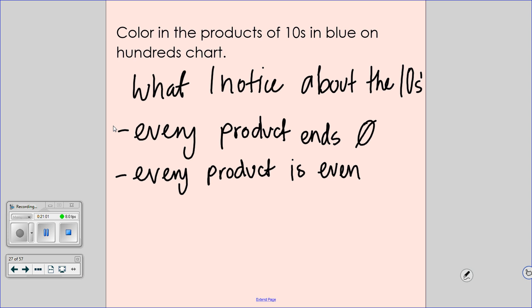Gina, what did you notice? I know something of how the 10s and 5s are even. Ooh, good. How are those related? Because they both have 10, like when you put 5 to 10, and then 25 to 30, and then you still have 10. They both have 10s. You're on the right track. Ryan, what did you notice?